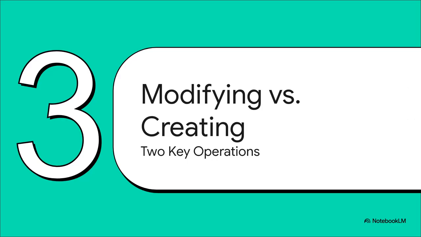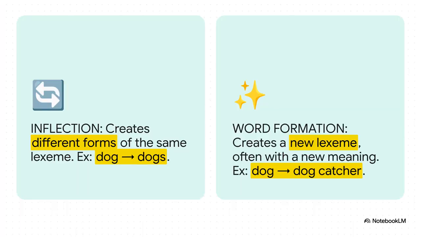This brings us to the two main jobs of morphology. Sometimes we're just making small adjustments to a word so it fits in a sentence, and other times we're building a brand new word from the ground up. So on one side you have inflection. That's when you modify a word for a grammatical reason, but you don't change its core meaning. When you add an s to dog to make dogs, you haven't created a new kind of thing. You're just talking about more than one. It's still the same lexeme.